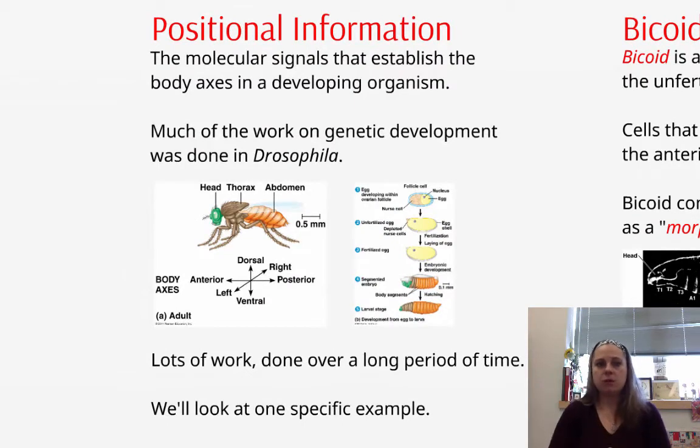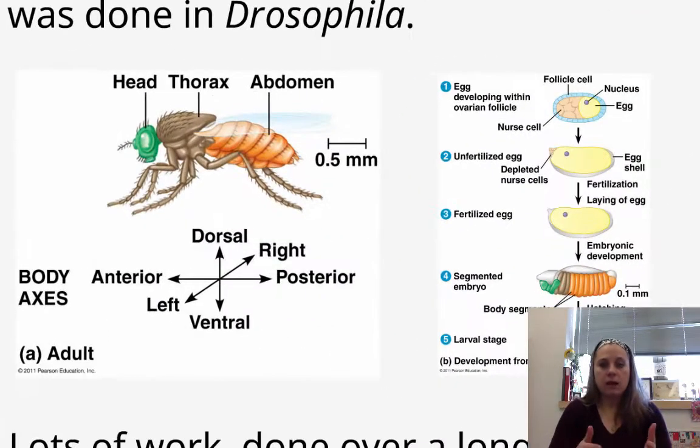So we have positional information. Molecular signals establish the body axes in a developing organism. We've done a lot of work with fruit flies in understanding different areas that determine, oh, this area here is going to become the head. This area here is going to become the abdomen. This is going to distinguish left from right, anterior, posterior, all of the different axis points, and sagittal, and all of these locations that are going to send those signals. So over a long period of time, we can establish what that has been.